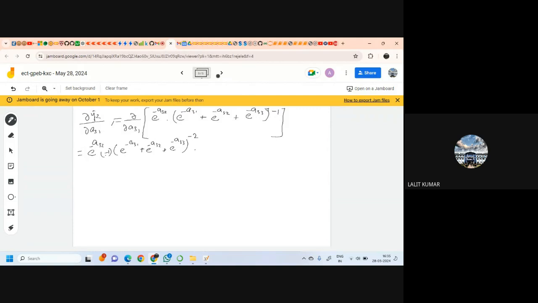And see, when I take a derivative of e to the power minus a32, then it will become e to the power minus a32 into minus 1, and the second term will become 0, because when we take the derivative of e to the power minus a32 with respect to a31, this term does not depend on a31, so this second term becomes 0.